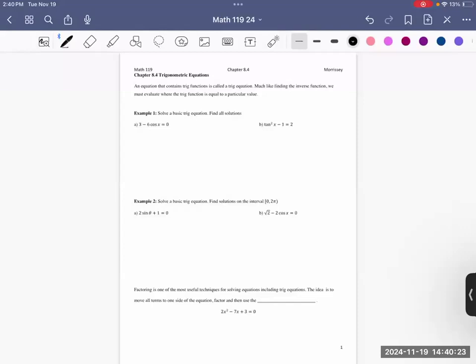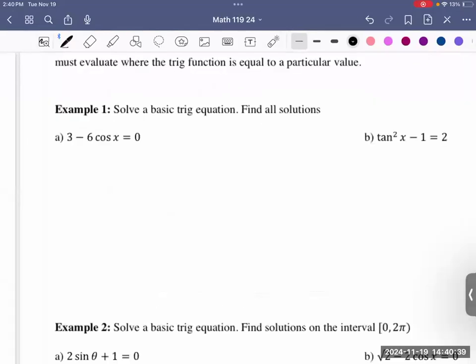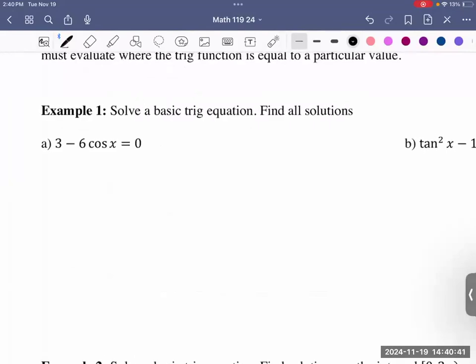Welcome to Math 119, Chapter 8.4, where we talk about trig equations. An equation that contains trig functions is called a trig equation. Much like finding your inverse function, we must evaluate where the trig function is equal to a particular value. Such as in example 1, it says solve a basic trig equation, find all solutions.